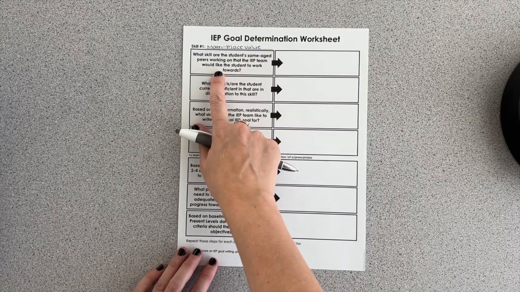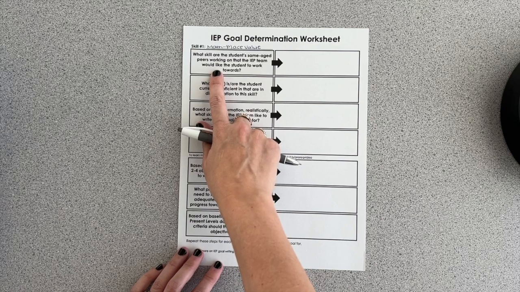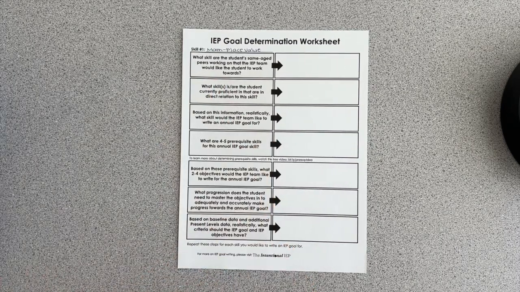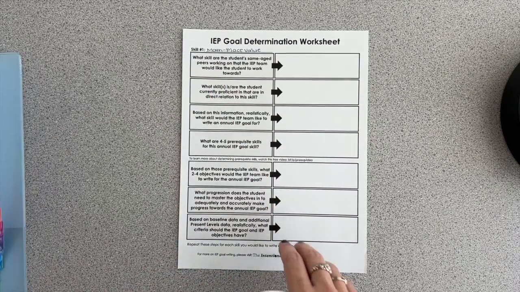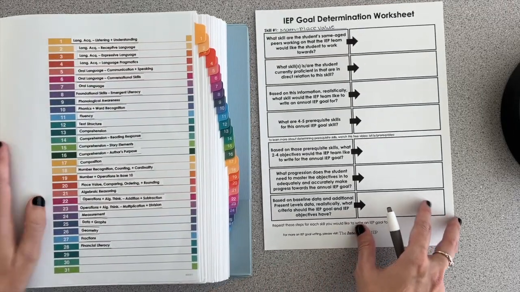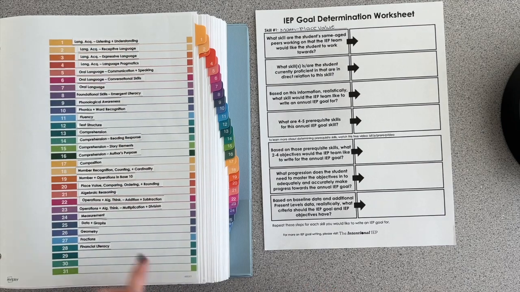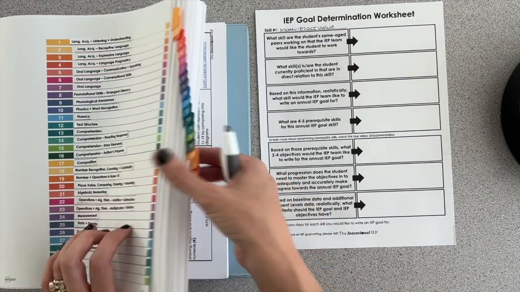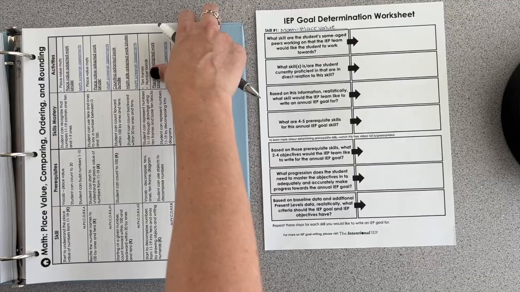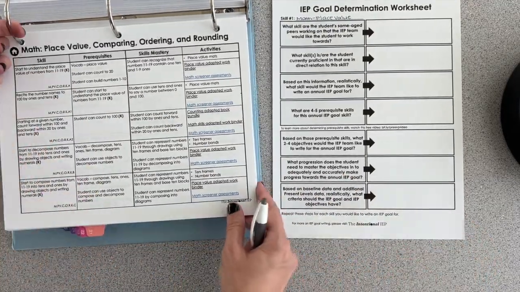So what skill is or are the students' same age peers working on that the IEP team would like the student to work towards? And so I'm going to get out either my state standards, or I'm going to pull out the IEP matrix here. You can see this is the pre-K through 6, this is the ELA and math section. So I'm going to pull up section 20, which is place value. And now I'm going to use this to determine where the student is.